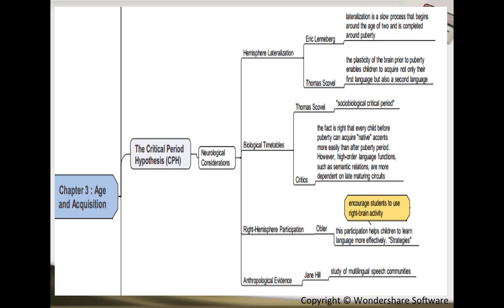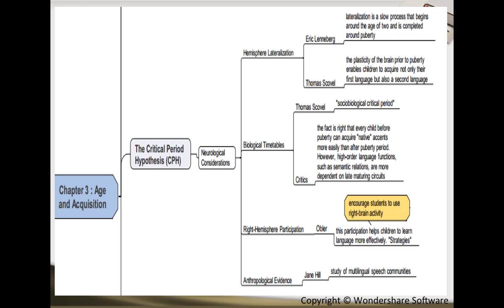Okay, here is a chart that summarizes my whole part. We can see that it's chapter 3, age and acquisition, the critical period, and one of the elements of the critical period is neurobiological considerations. In neurobiological considerations we have tackled 4 main elements: hemispheric lateralization, biological timetables, right hemispheric participation, and anthropological evidence. This is just to recap what I have said, and I leave the floor for Miriam to tackle another element.